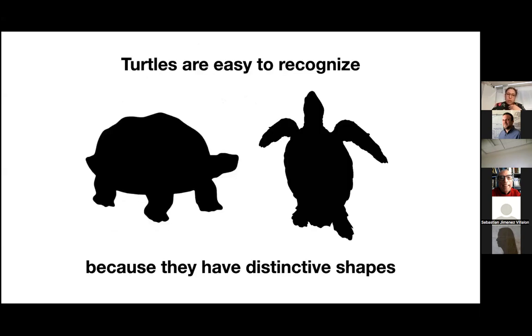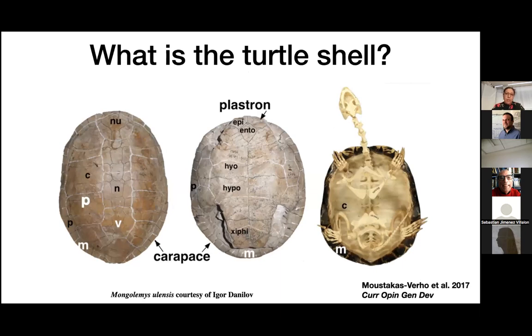So as Alex mentioned, one of the things I've been studying are turtles, and specifically the turtle shell. Turtles are easy to recognize because they have distinctive shapes. And why is that? It's because they have the turtle shells. So what is the turtle shell? The turtle body is basically surrounded by this bony structure. These are plates of dermal bone that form more similarly to the bones of the skull, as opposed to, for example, the vertebral column. These have a direct differentiation from mesenchyme to form bone, as opposed to having a cartilage precursor.